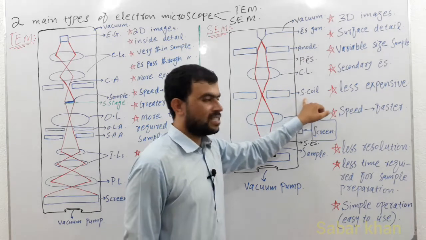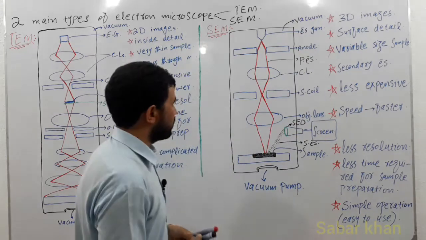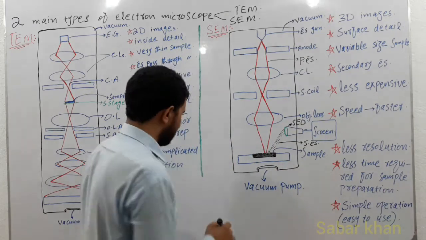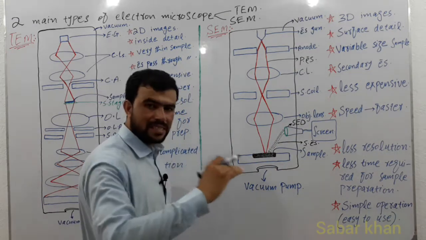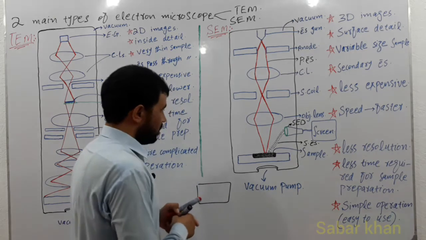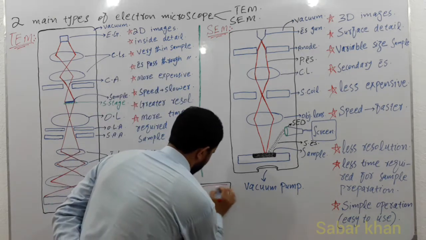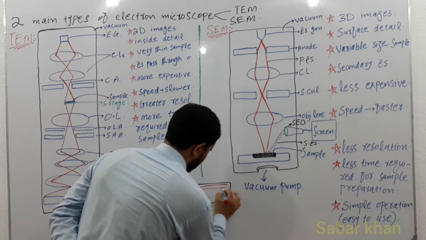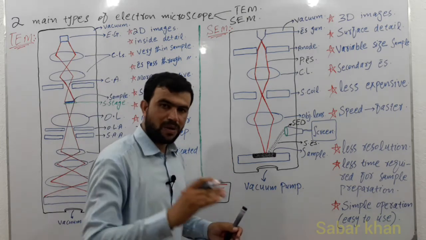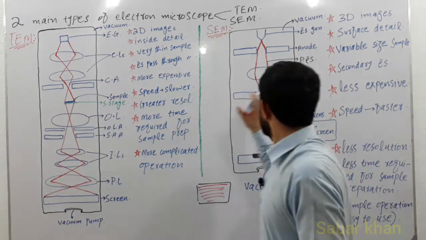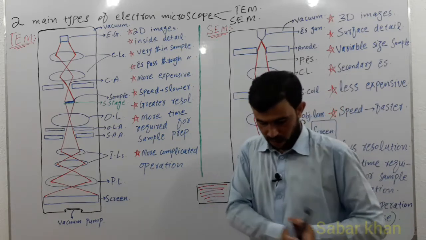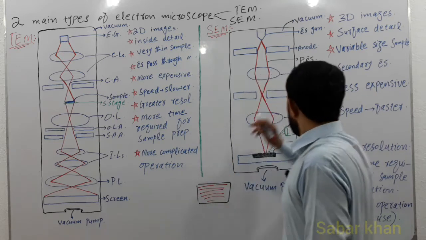this electron beam passes through the scanning coil. Scanning coil is a type of coil which performs a raster scanning. Raster scanning is a type of scanning which scans the sample row wise. For example, this is the sample, and raster scans the sample like this. The first row will be scanned, second, third, fourth, fifth, and so on. So the sample is scanned row wise. The scanning coil deflects the electron beam like this: first row, second row, third row, and so on. So this is the scanning coil.